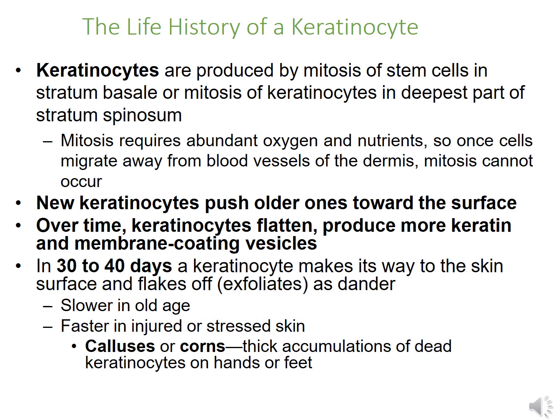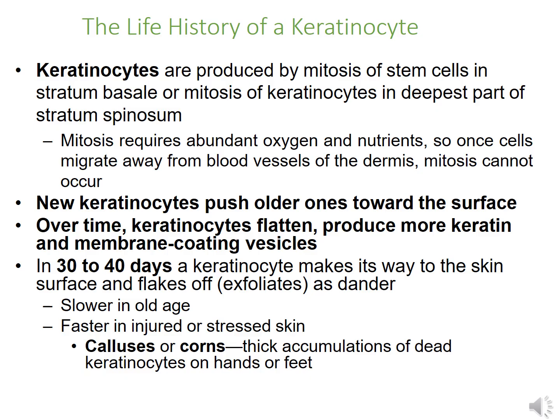The life history of a keratinocyte. Keratinocytes are produced by mitosis of cells in the stratum basale or mitosis of keratinocytes in the deepest part of the stratum spinosum. Mitosis requires abundant oxygen and nutrients, so once cells migrate away from the blood vessels of the dermis, mitosis cannot occur. New keratinocytes push older ones toward the surface over time.